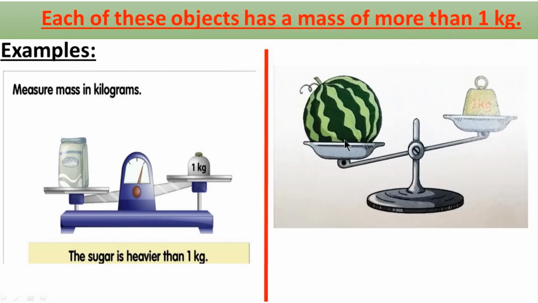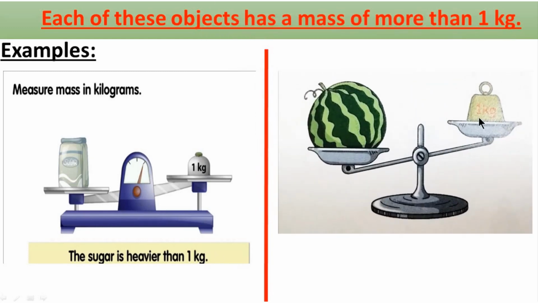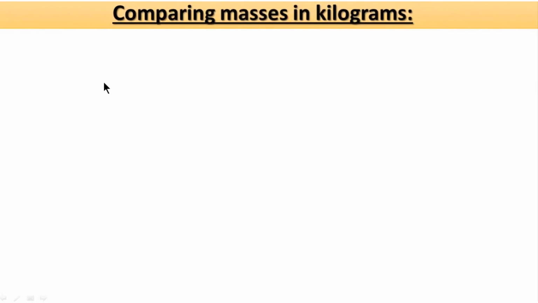Let me show you some more example. What is this? Wow, this is a watermelon. And what is this? Weight here, 1 kg. Is it equal? No, this is going down. Up level is not same. That means we can say the mass of the watermelon is more than 1 kg. And here sugar is also heavier than 1 kg or more than 1 kg. Here also watermelon is more or heavier than 1 kg. So now this was all about how we measure the mass. Now we will compare mass in kilograms.